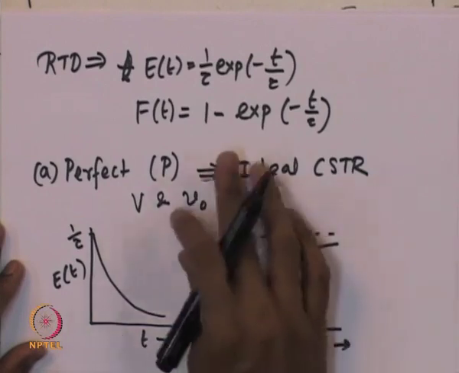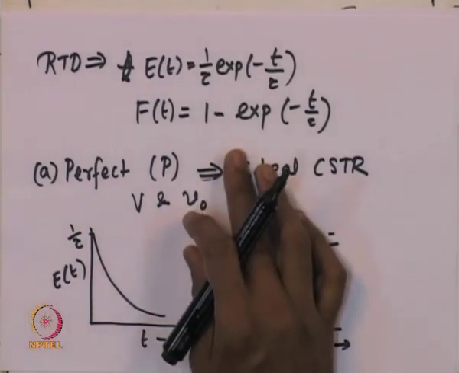On the other hand, if the space time is very small, then the amount of time that the tracer spends inside the reactor is going to be very small, and therefore the E of t versus time curve is going to have a sharp slope at small times, which means that it is going to decay faster.